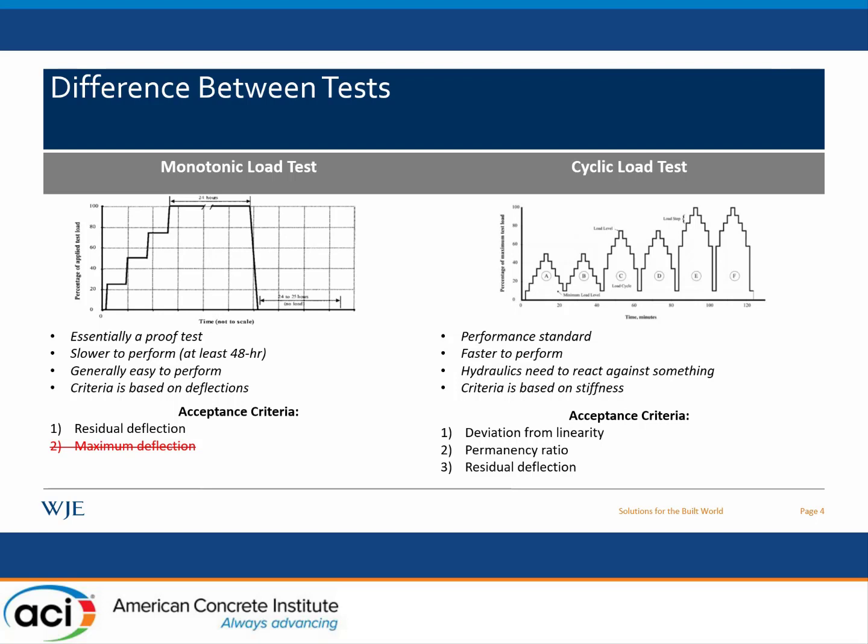On the other hand, the cyclic load test is a newer load testing method proposed in the 2000s. It's a performance standard, so you can actually measure the performance of the structure. It's faster to perform. You can do the whole test in less than, say, 5 or 6 hours once you have your hydraulics in place. That makes it a little more complicated, because you need these hydraulics and you need to react against something to apply the load. The criteria are based on stiffness. Acceptance is through three criteria. The first is deviation from linearity, which measures the changes in the stiffness of your structure during the load test. The second is permanency ratio, and the third is residual deflection.